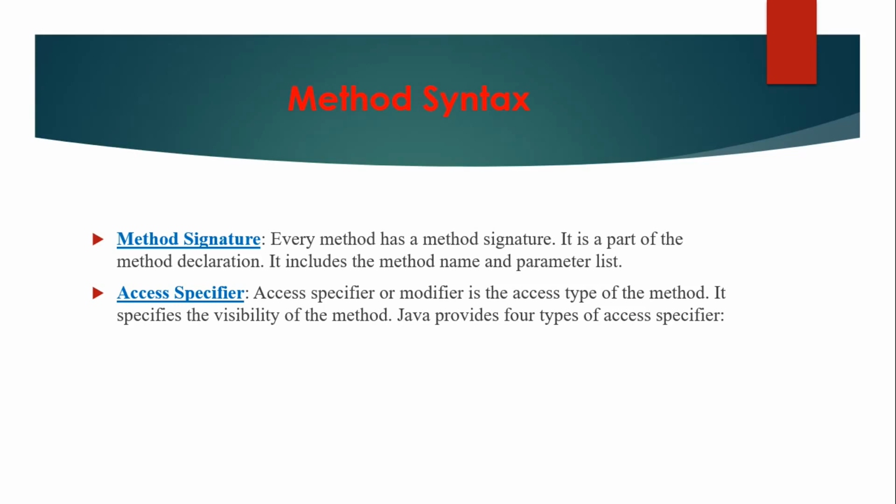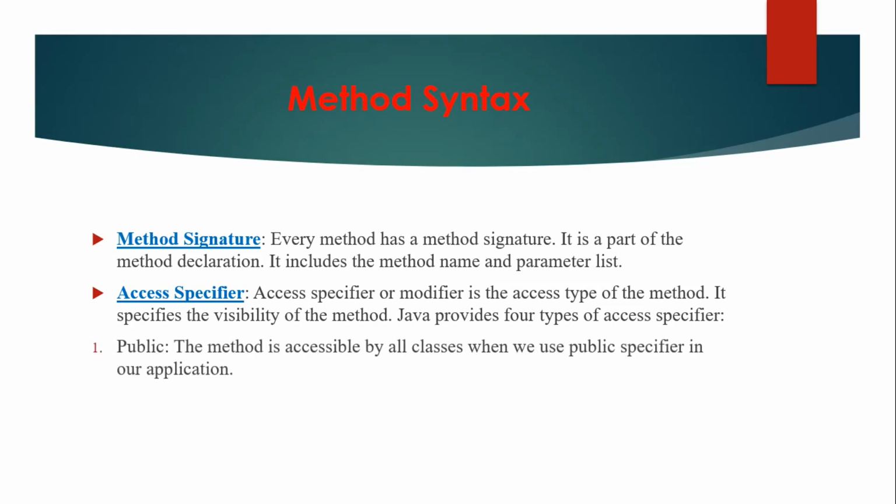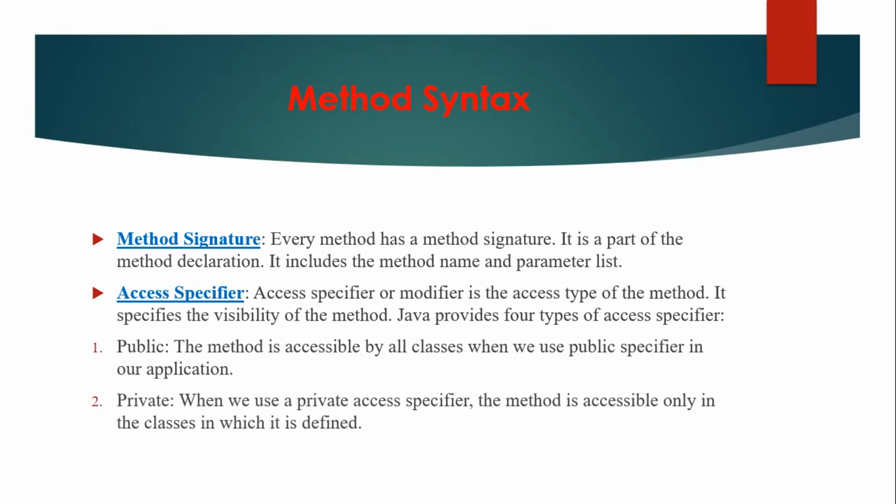Java provides 4 types of access specifier. First is public. This method is accessible by all classes when we use the public specifier in our application. Private. When we use a private access specifier, the method is accessible only in the class in which it is defined.